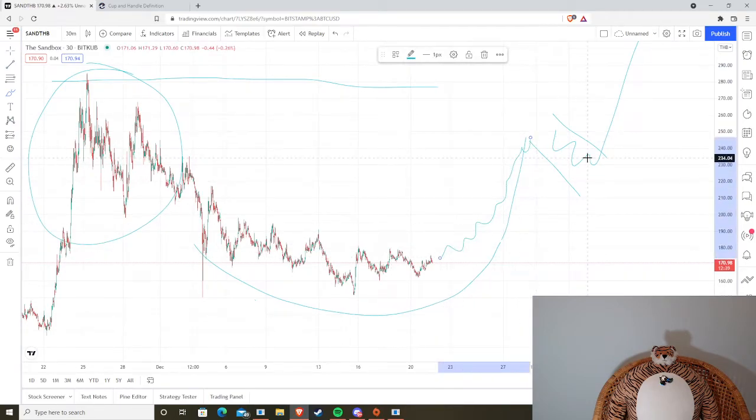Sand isn't going anywhere yet. The bull run is not over. If you want to buy sand, I would do it here. Not a financial advisor, but this is what I think it's going to look like.